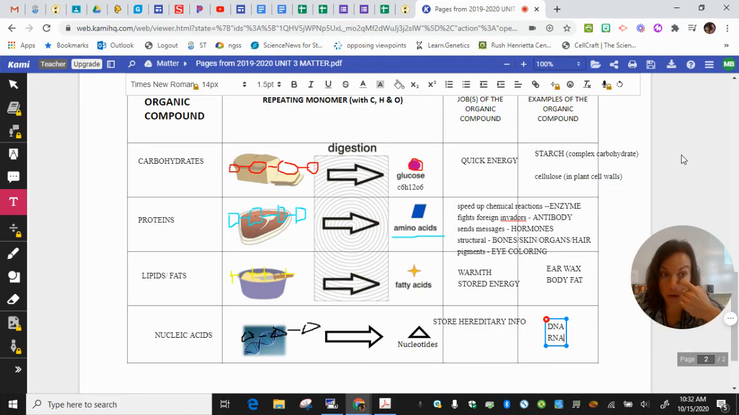What you're going to do for your next virtual assignment is complete pages 3 and 4 based off of these notes. So please get yourself started on that, and we are all set.